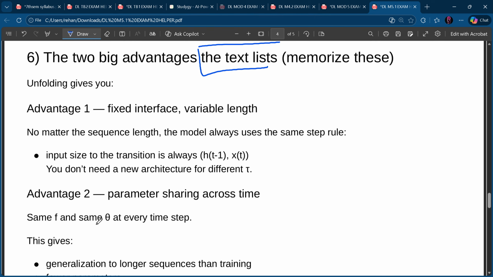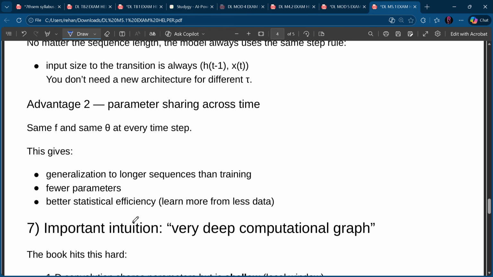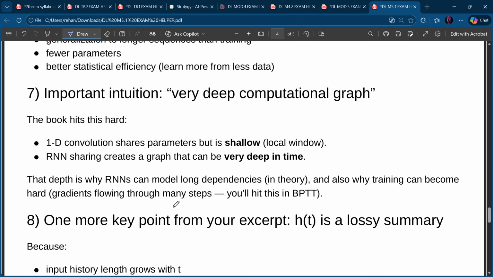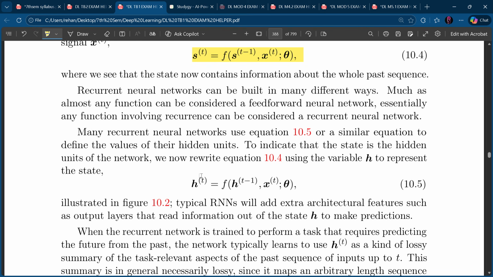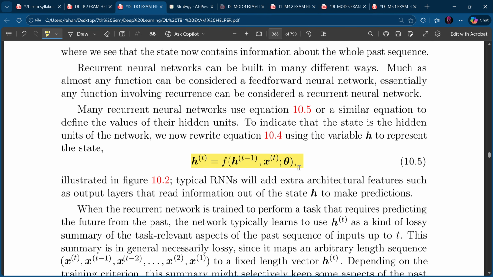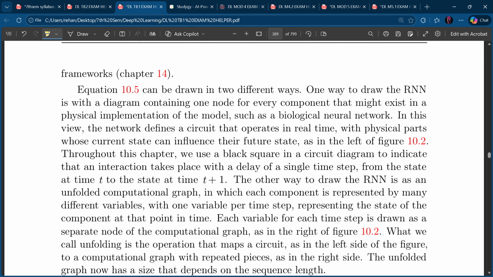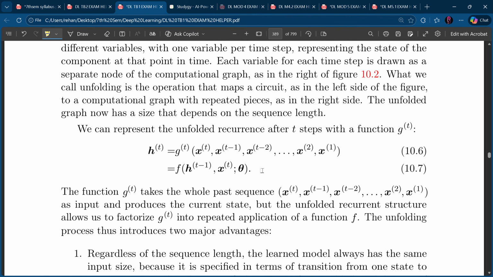Advantage two: parameter sharing across time. The same transition function f and the same parameter theta at every time step. This gives generalization to longer sequences than training, fewer parameters, and better statistical efficiency. Important intuition: very deep computational graph. The book hits this hard. 1D convolution shares parameters but is shallow. I will look into the textbook to see if something was also covered.